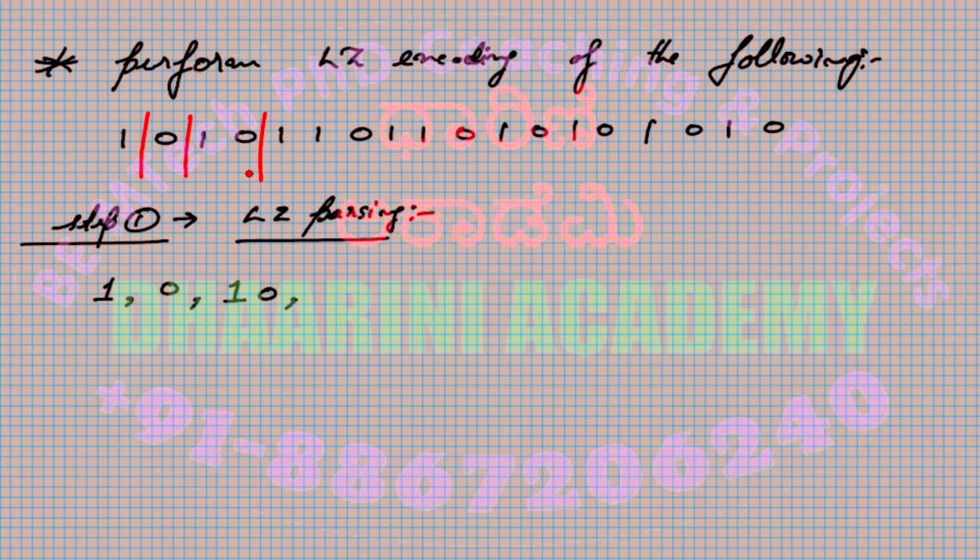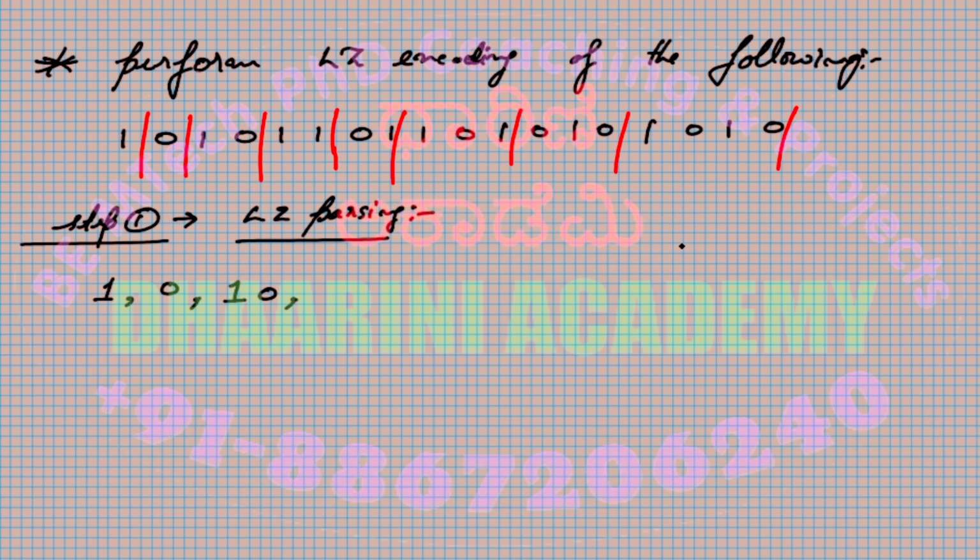Okay. Move further. In the next one, I can see that it's 1, 1, because if I take only 1, it is already there. 1, 1 is not there. Okay. The next group should be 0, 1. Then I have 1, 0, which is already there. So I have to go to the next level. So that is 1, 0, 1. Then 0, 1 is already there. So 0, 1, 0 is the next group. Then 1, 0, 1 is already there. So these are the groups.